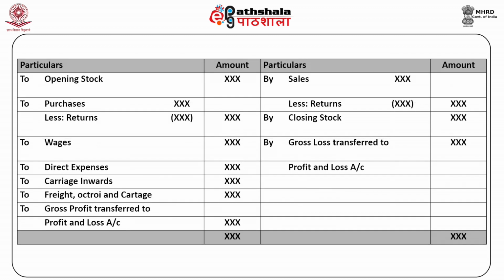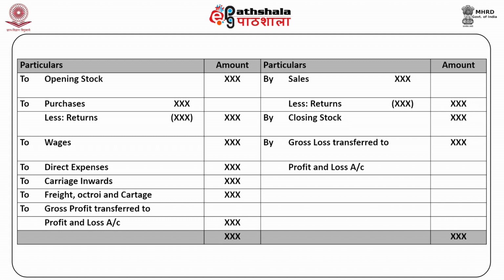Format of trading account. The format of trading account is as follows. On the left hand side, you will see the debit items. We start with to opening stock, debit purchase account less purchases return. Then debit wages, debit direct expenses, debit carriage inwards, debit freight, octroi and cartage. The balance is gross profit transferred to profit and loss account.